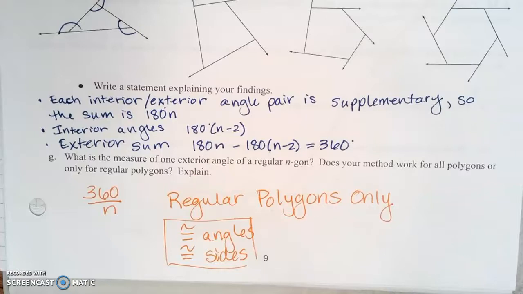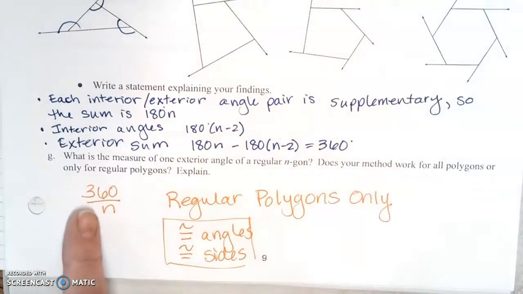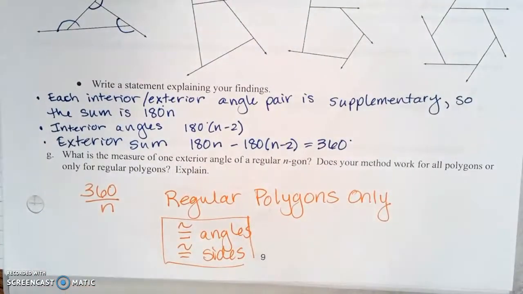Okay? Part G. What is the measure of one exterior angle of a regular polygon? Does your method work for all polygons or only for regular polygons? This only works for regular polygons. You're going to take the 360 divided by the number of sides. And what makes a polygon regular is that it's going to have all of its angles the same measure. All of its sides are going to be the same measure.